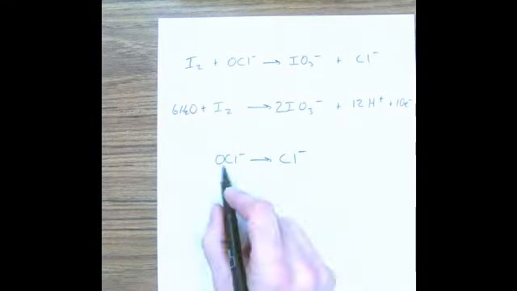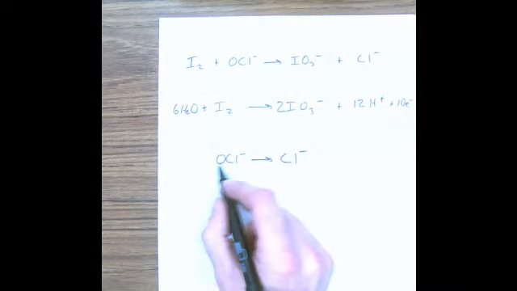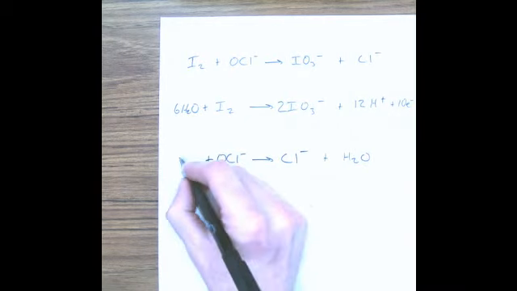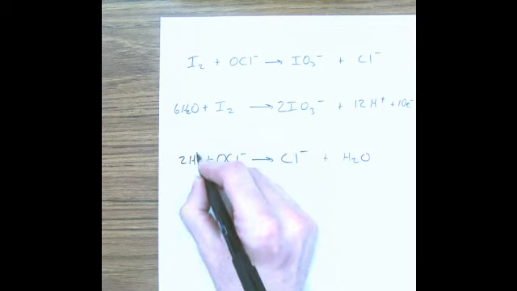Bottom one, the Cl's already balanced. There's one Cl on the left, one Cl on the right. So I need to balance out this oxygen by writing an H2O over here. Alright, now I have the 2 hydrogens over here. That means I need to put 2 H+ on this side to balance it out.